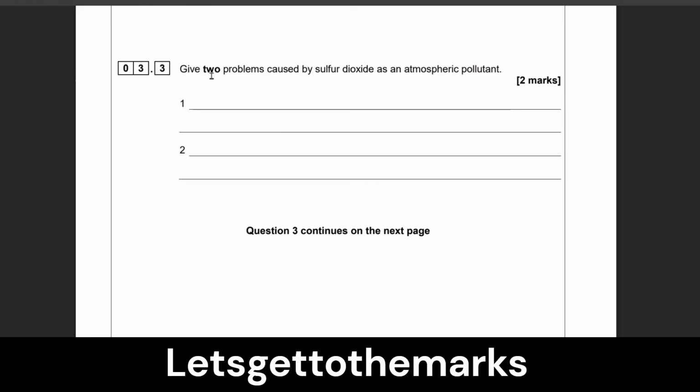I like the subjects though. Give two problems caused by sulfur dioxide as an atmospheric pollutant. So what are two problems caused by sulfur dioxide? It's a little bit hard. Hopefully you all know this one. Sulfur dioxide goes up into the air and now I'm not 100% sure again without checking the mark scheme, so I'm going to do my smash approach.